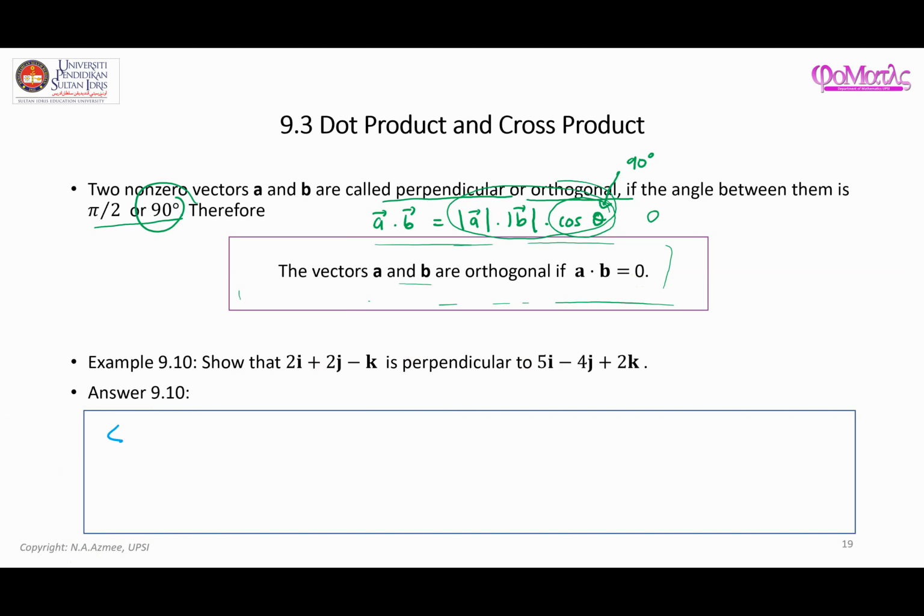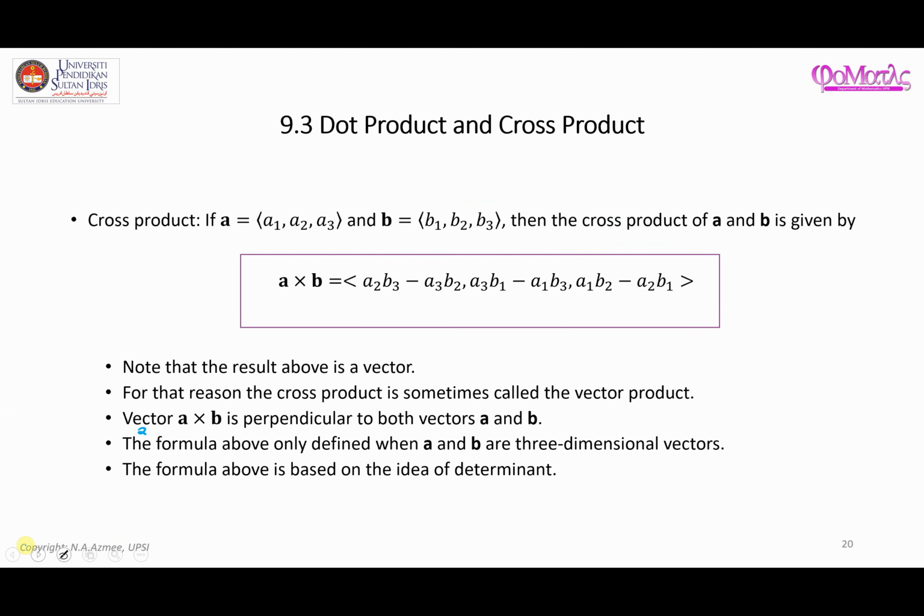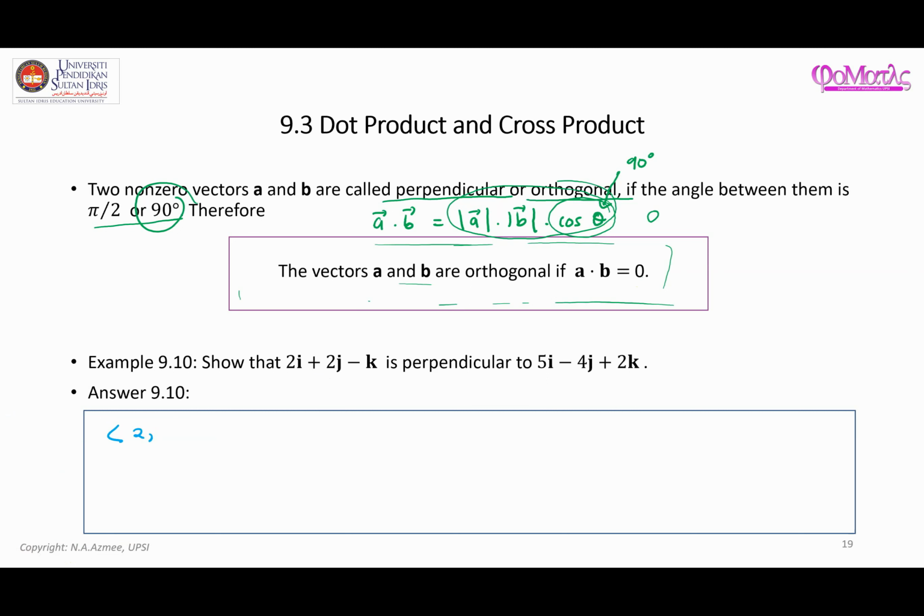Maybe you can change the representation to 2, 2 and negative 1 multiplied with 5, negative 4 and 2, and this is equal to 2 times 5 plus 2 times negative 4 plus negative 1 times 2, and this becomes 10 minus 8 minus 2. So the answer is going to be 0, and therefore you can say that this vector is perpendicular to this vector.